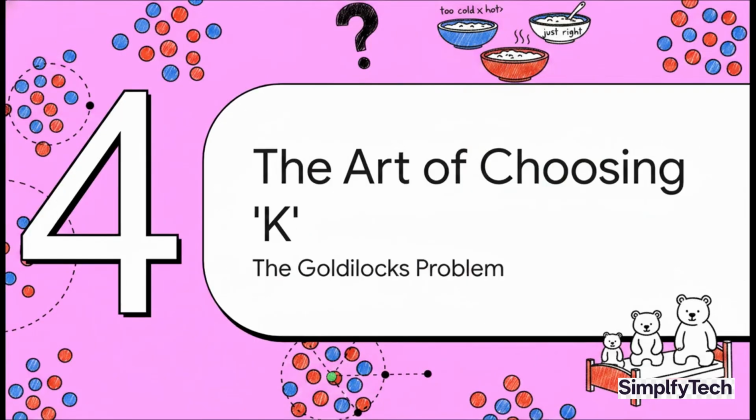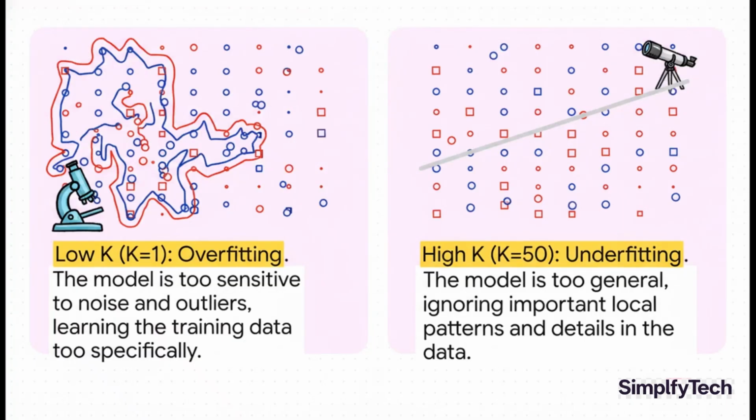Now, let's talk about the art of choosing K. This is what I like to call the Goldilocks problem of machine learning. We just randomly picked k equals 5 in our example, but was that really the best choice? This is probably the single most important decision you have to make when you're using KNN. And it's all about this trade-off.